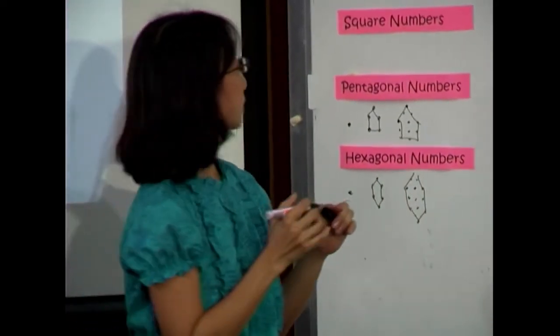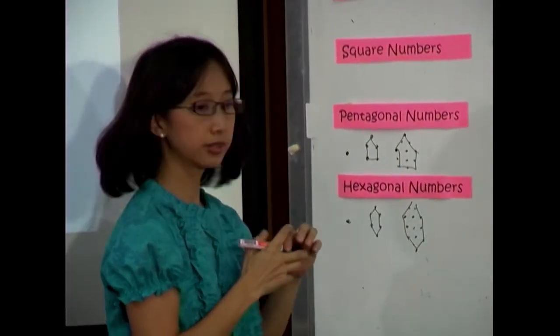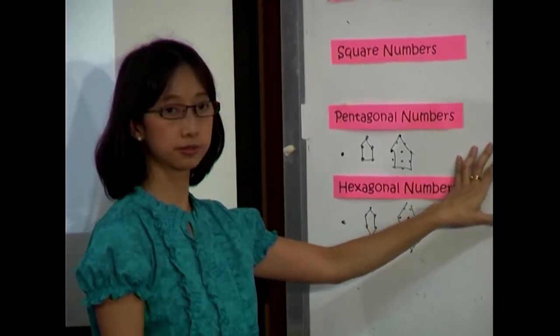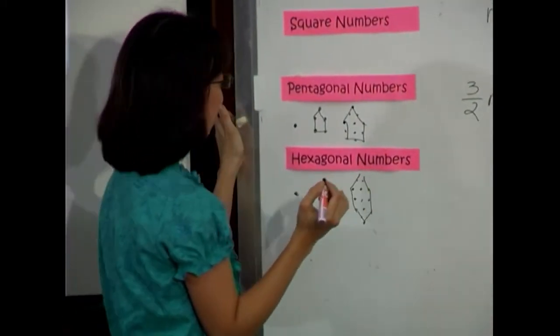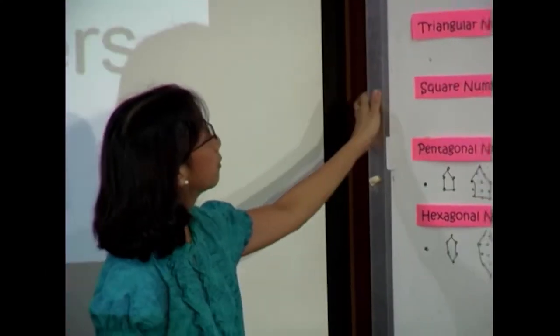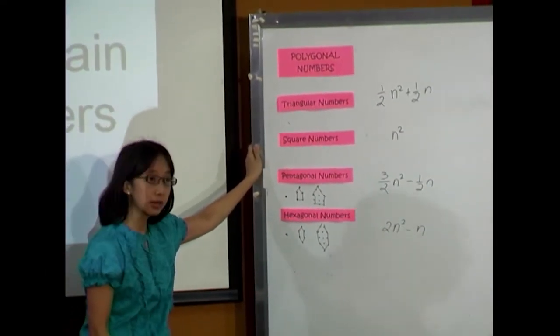All right. So, who got the nth term for pentagonal numbers? Anyone? Yes, Melinda, what's your answer? The answer will be 3/2 n squared minus 1/2 n. Okay. How about for hexagonal numbers? Anyone? Betsy? The answer is 2n squared minus n.